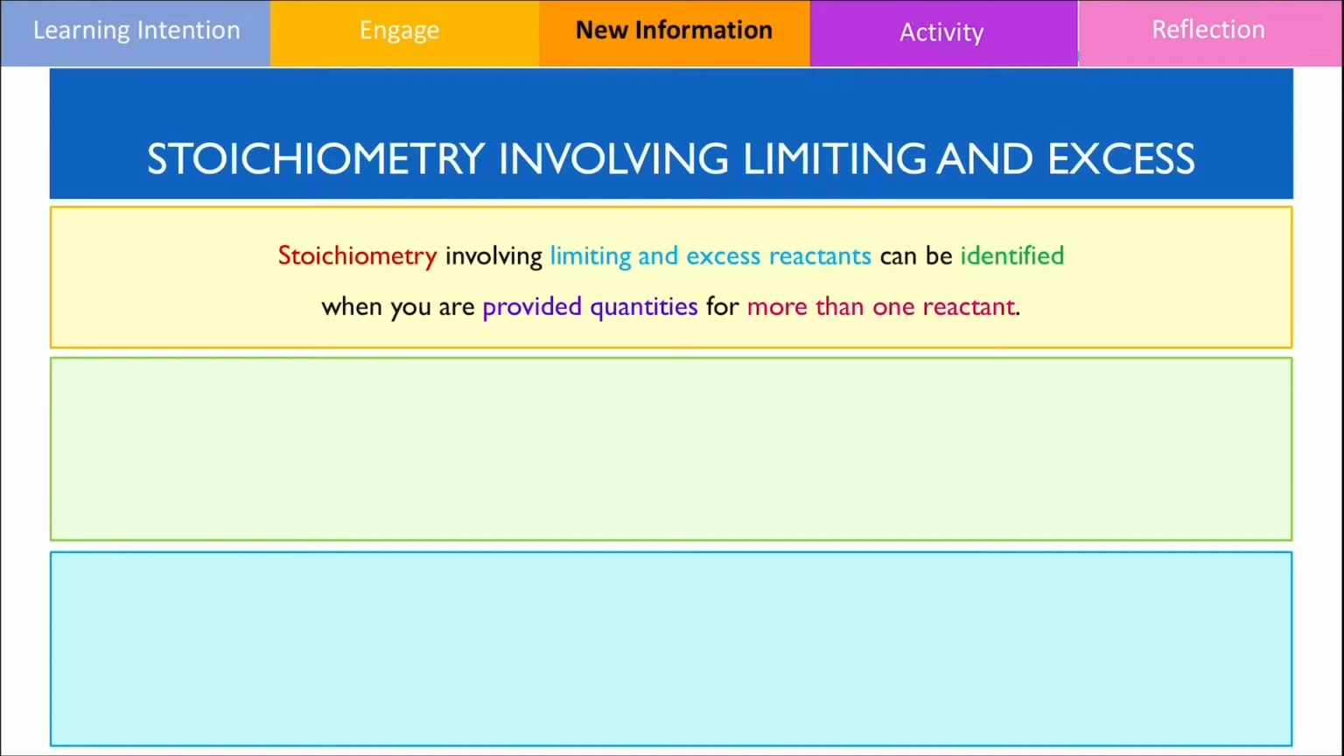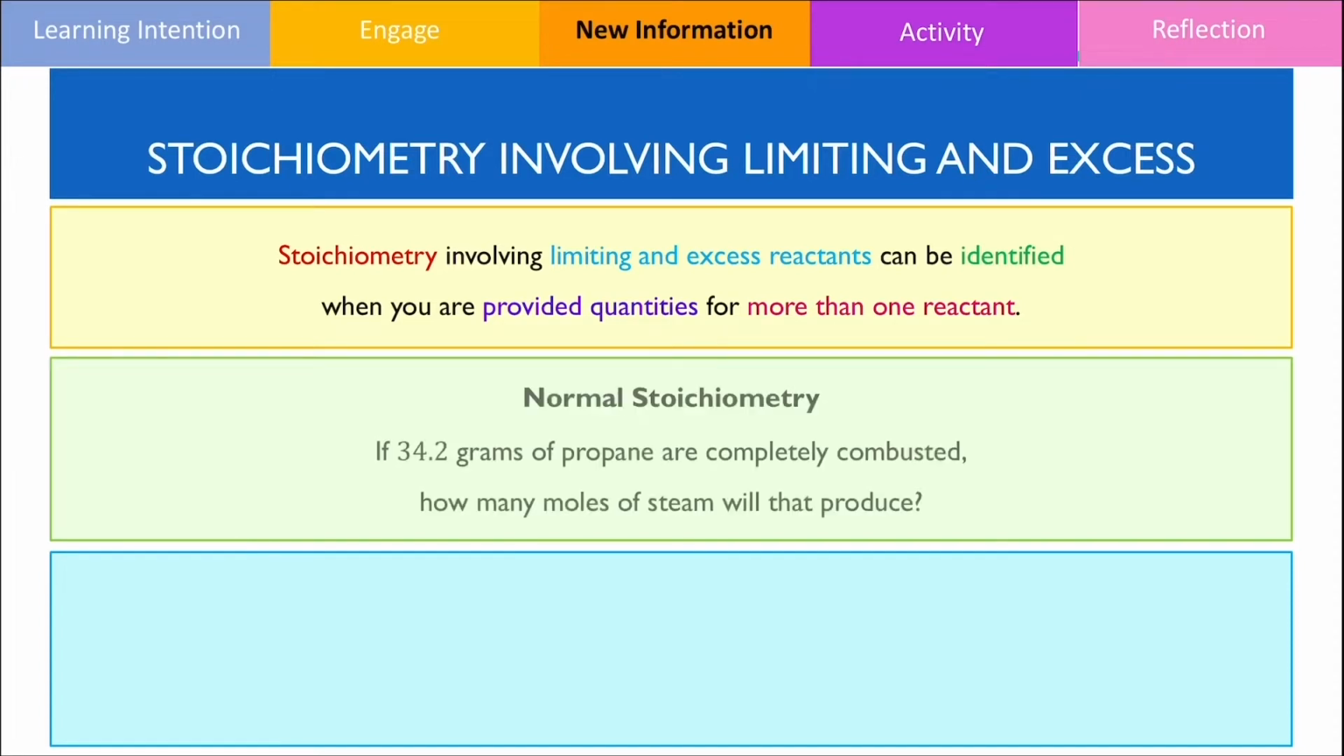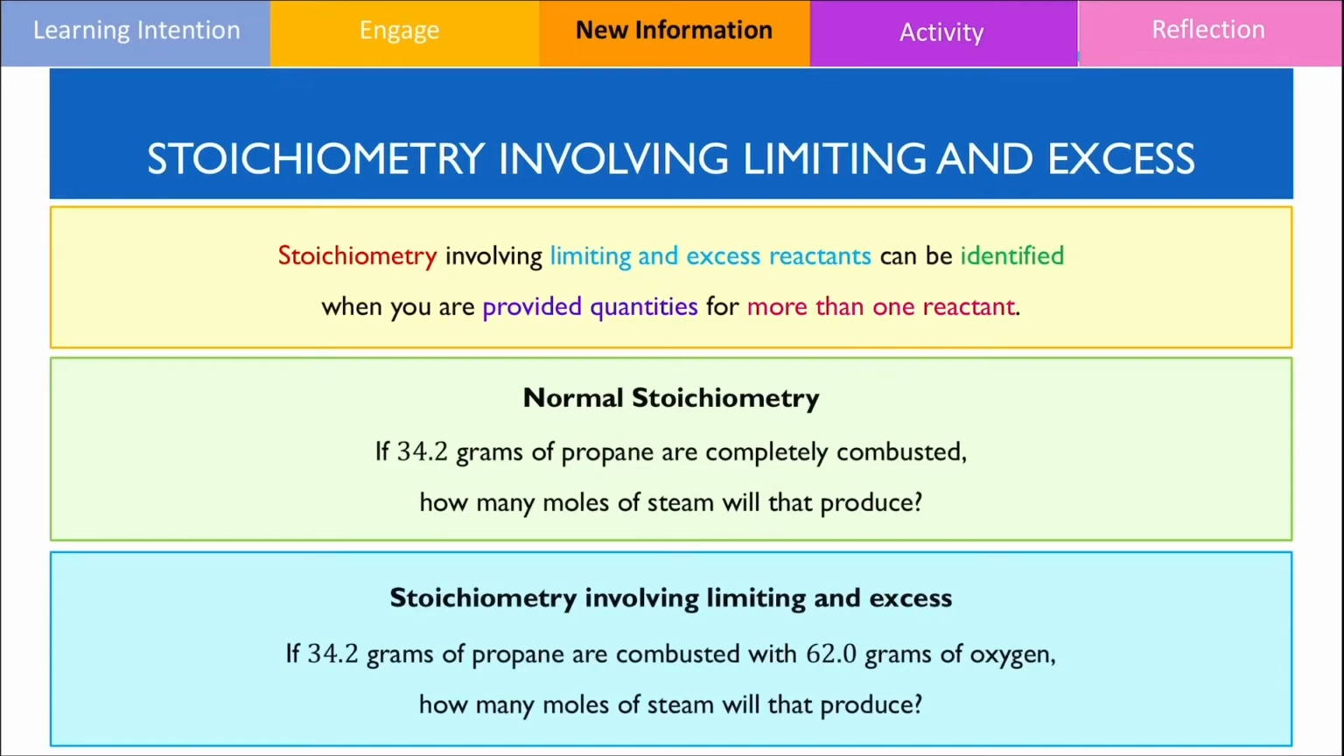Whenever you're provided quantities such as mass for more than one reactant, then this is a problem which will involve limiting and excess reactants. If you can read the following example, this was the type of stoichiometric problem I first exposed you to in the previous video, where the amount of one substance is given. However, when the question gives you the amount of two or more reactants, then you're going to first identify the limiting and excess reactants before we can carry on with subsequent calculations.